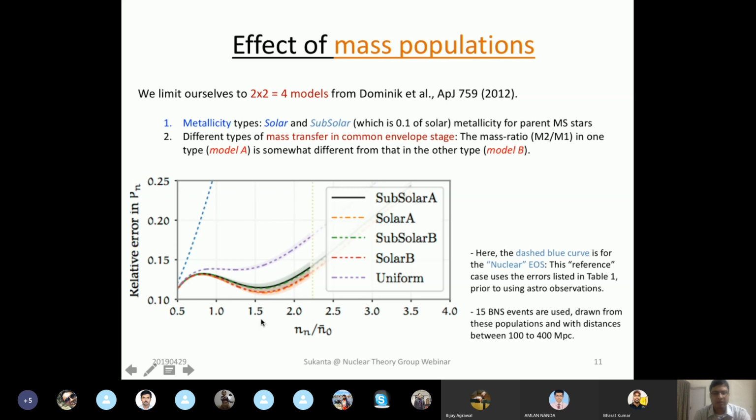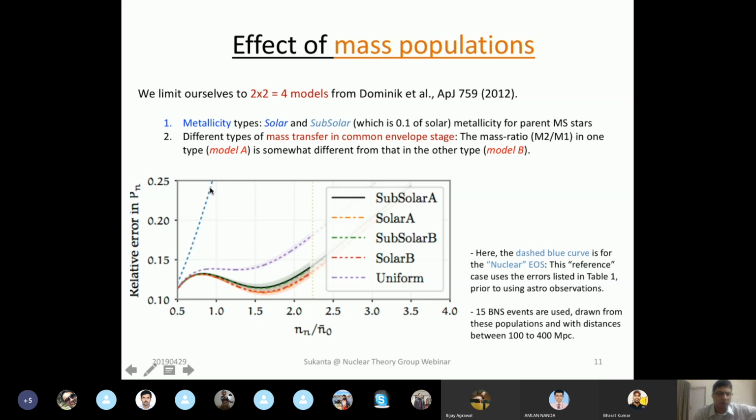Number one. Number two, here we include posteriors from 15 observations as opposed to just one object, but of course distributed between 100 to 400 megaparsec. So this makes it a less rosy picture, because GW170817 was at a distance of 40 megaparsec, albeit in a less sensitive detector. So just remember those caveats.